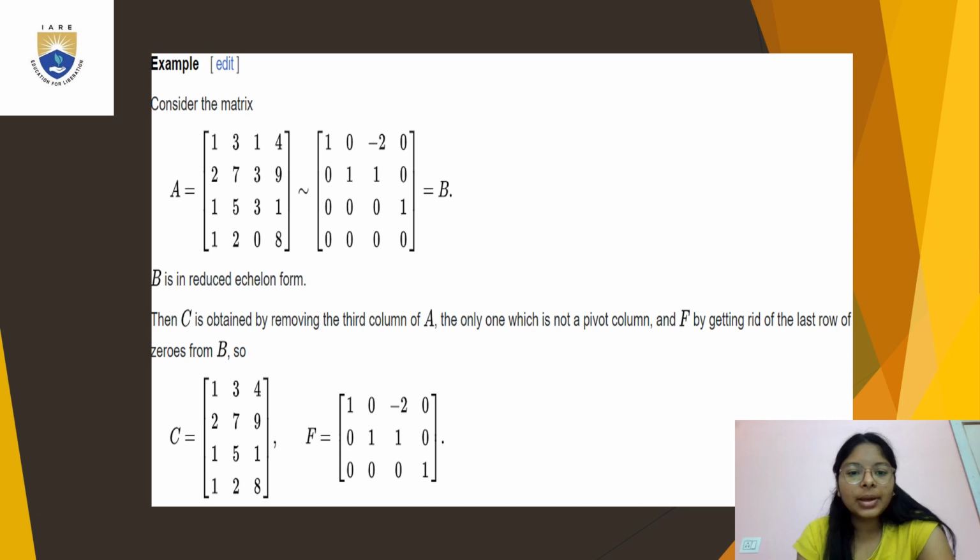Then C is obtained by removing the third column of A, the only one which is not a pivot column, and F by getting rid of the last row of zeros from B. By removing the third column of A, we get C as 1 3 4, 2 7 9, 1 5 1, 1 2 8, and by removing the fourth row of B, we get F as 1 0 −2 0, 0 1 1 0, 0 0 0 1.